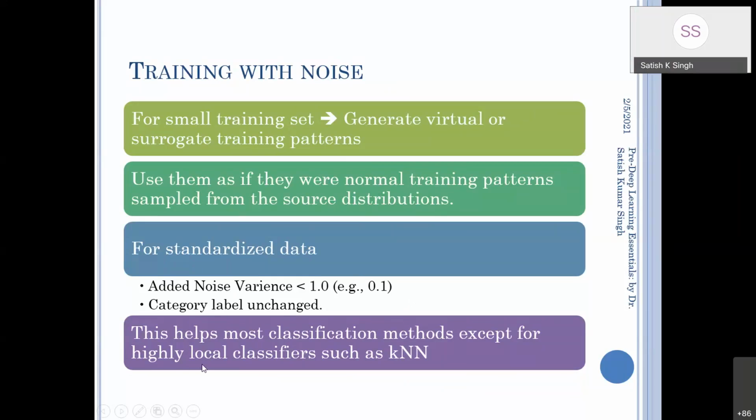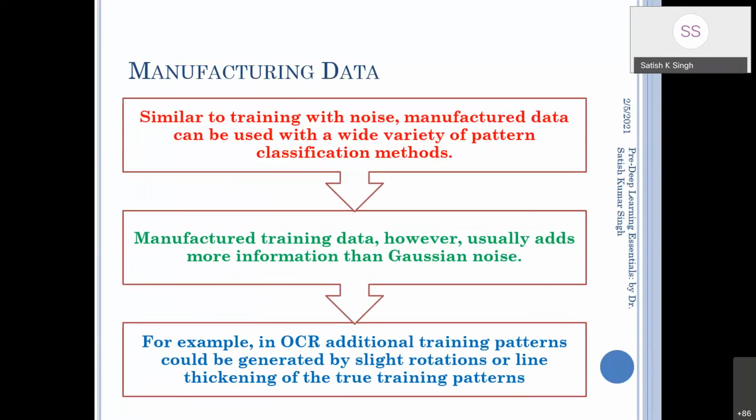This helps most classification methods except for highly local classifiers such as the KNN. So basically, we should add some sort of noise just to get better generalization. Similarly, manufactured data can also be used. There is a difference between noisy data and manufactured data. In case of manufactured data, we make some slight variation in the data itself rather than adding random noise.